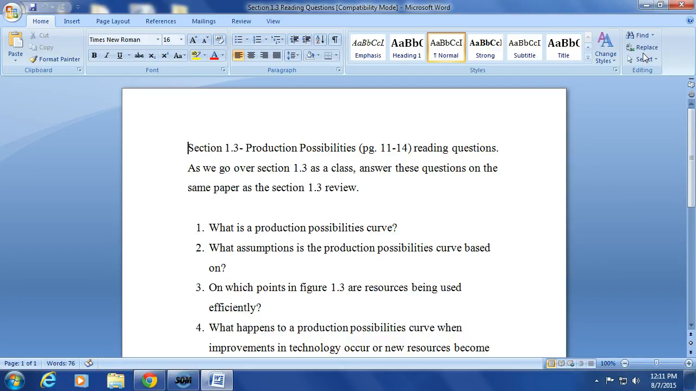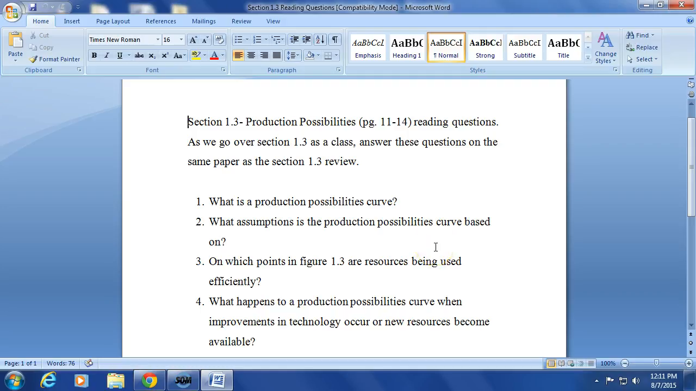All right, now let's go ahead and move on to number 4. It says, what happens to a production possibilities curve when improvements in technology occur or new resources become available?